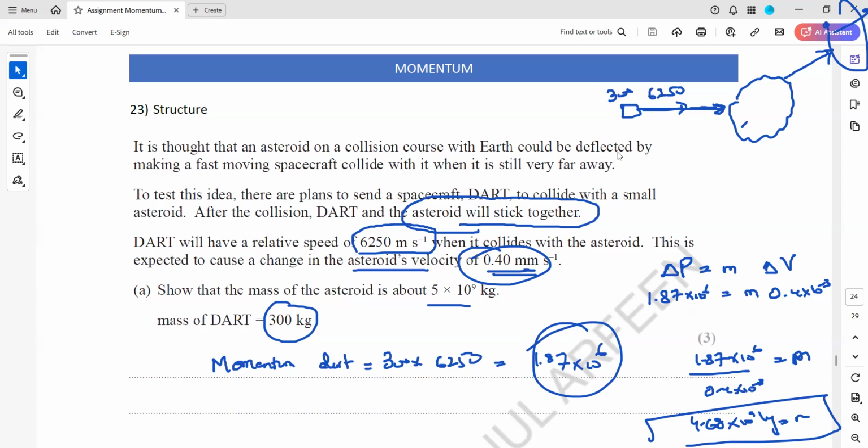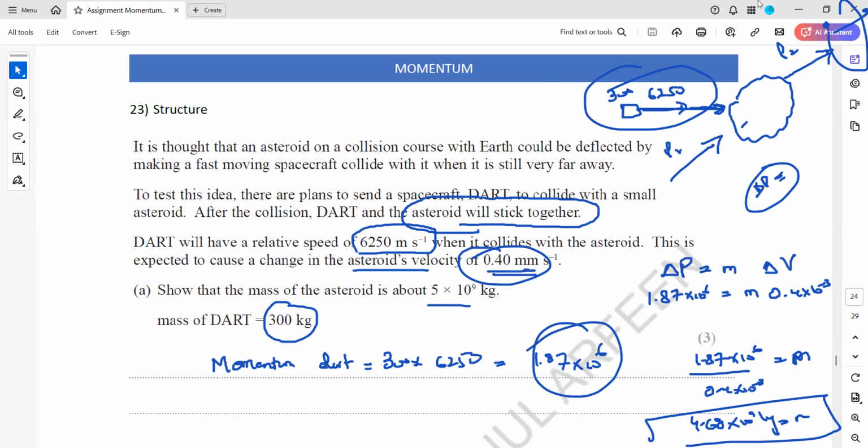So what we did: the asteroid was moving with initial momentum p, and when the dart hit, it had a momentum p2. What is the change in momentum? How much the momentum changed because the dart collided and stuck. So the change in momentum will be equal to the momentum of the dart. And then using this concept, the change in momentum and the change in velocity, we can work out the mass of this asteroid.